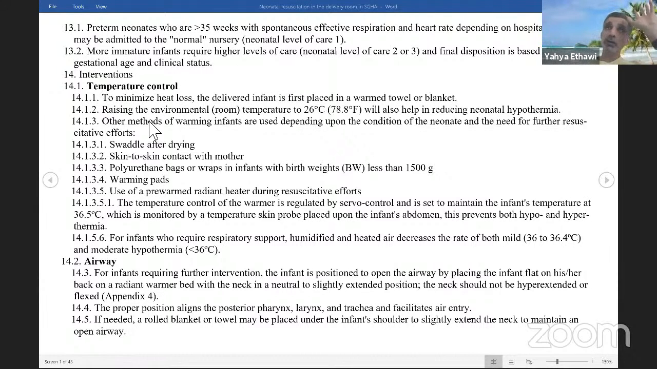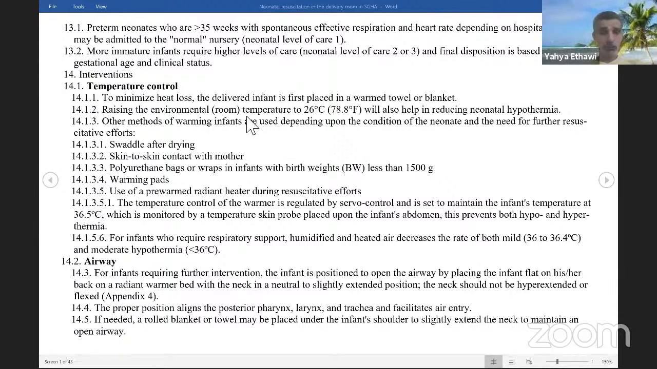Now, it's vital to remember we don't have only the breathing, we have to control the temperature. Because controlling the temperature prevents or minimizes heat loss. When you prevent heat loss, we will prevent dehydration. We'll control oxygen, because if a baby needs to work to control his or her temperature, that means more oxygen, more energy. So first we have to put the baby in a warm towel or a blanket.